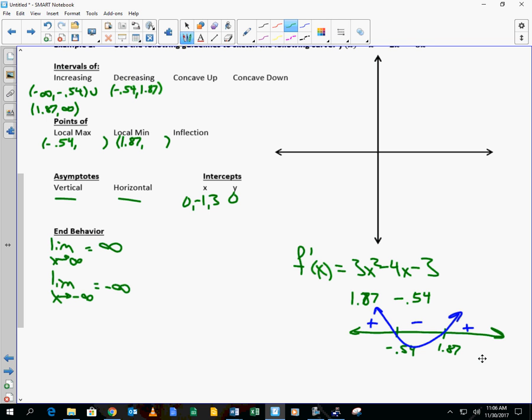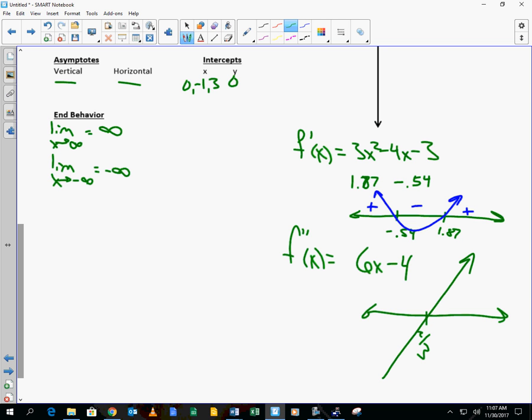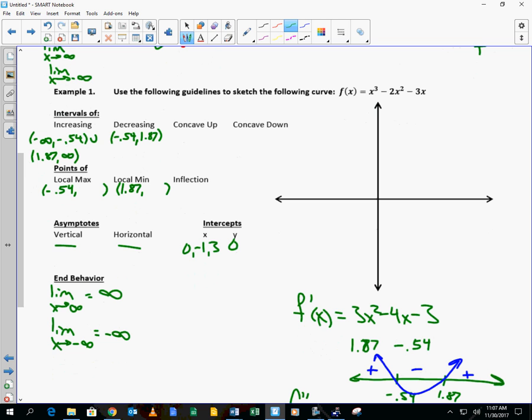Well, we can't talk about inflection yet. Let's move along, okay? Second derivative, what is it? What's my 0? 2/3. And the line looks like this, right? So I've got negative, positive. That means it's concave down from negative infinity to 2/3, and concave up from 2/3 to infinity. Inflection, therefore, happens at 2/3.